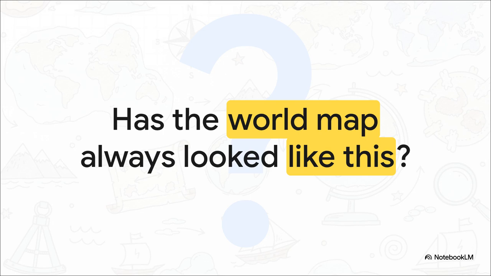All right, so we've mastered navigating our present-day map. We get the grid, the scale, the legend. We're cartographers now. But we really need to pause for a second and ask a completely mind-bending question about the very ground we're standing on right now. Has the map of the world always looked like this?